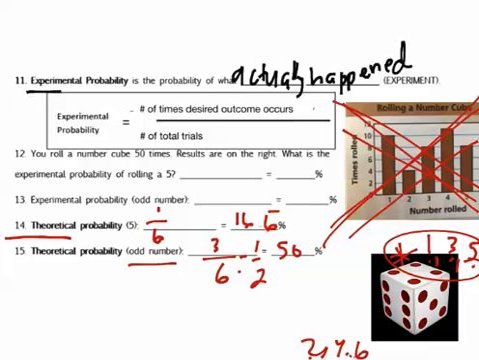So theoretical probability, in theory, is what's expected. Experimental probability is what actually happened. You're using results from a graph or from a chart or some type of results that they give you.